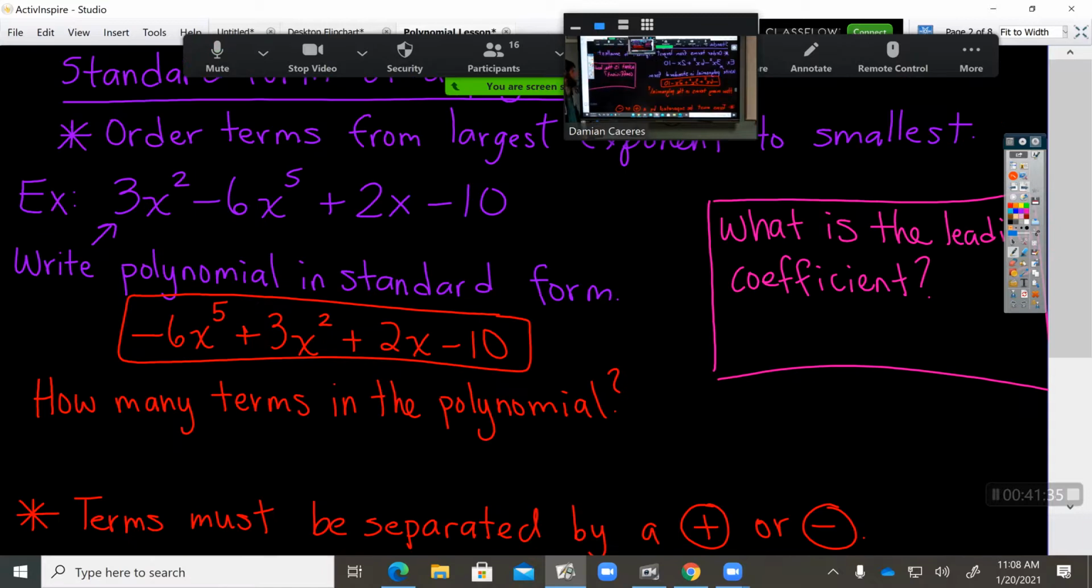On the next page, terms must be separated by a plus or a minus. So if you have, for example, A, B, C, do you see a minus? Do you see a plus? That means this is one term. You with me? Even though it's 3 letters, it doesn't matter. It's one term. But here, you have a plus, and a minus. Those separate different terms. So how many terms do we have here? 1, 2, 3, 4 terms. You with me?